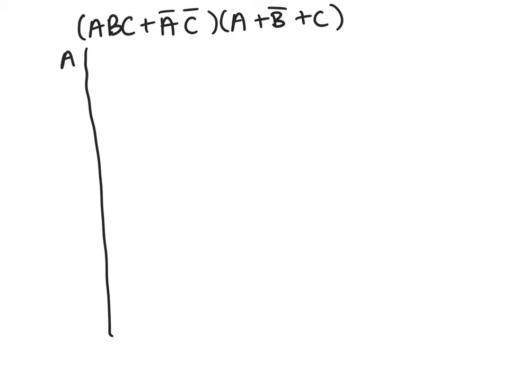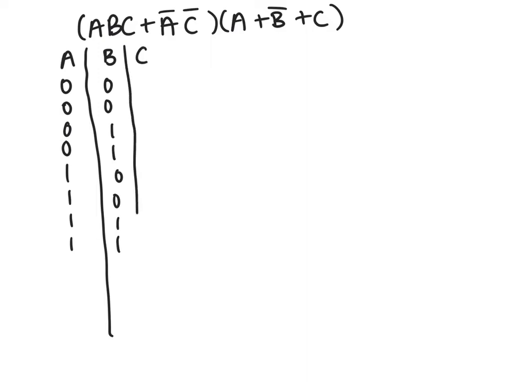So we have 3 variables, so there are going to be 8 different options. So I'm going to start by putting 4 zeros in the A column, and then 4 ones. And then B, I do 2 zeros, 2 ones, 2 zeros, 2 ones, and then C is going to be 0, 1, 0, 1, 0, 1, 0, 1. And these are all of the possible combinations for A, B, and C that you could have, and we're going to see which makes this expression true.